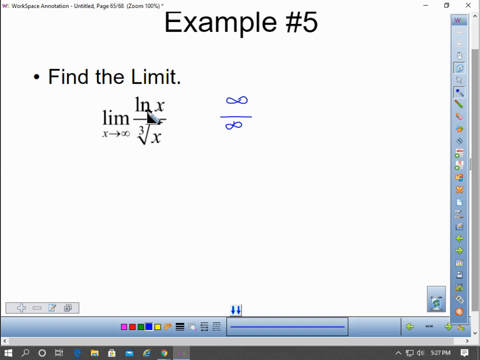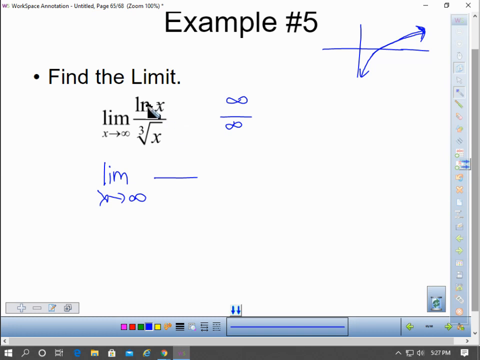Now remember ln of x, what that equation looks like here. Natural log of x looks like this. It's just this curve right here. So as x goes to infinity, y is getting larger and larger and larger. So that's why that's infinity, if you're still thinking about that one. And then the cube root of infinity is going to be infinity. So I'm getting infinity over infinity, which is indeterminate form. So I'm going to do L'Hopital's rule.